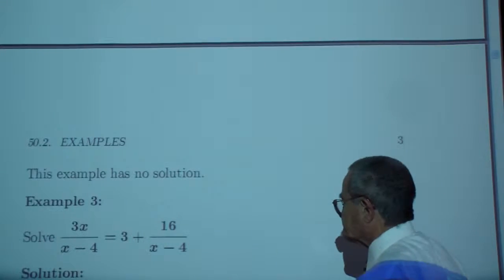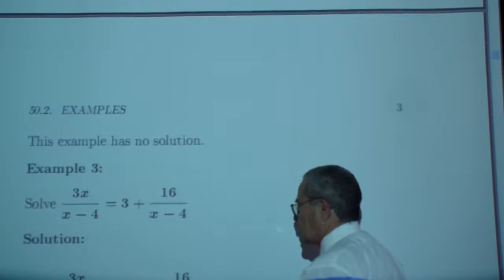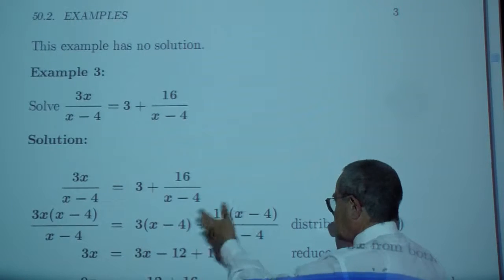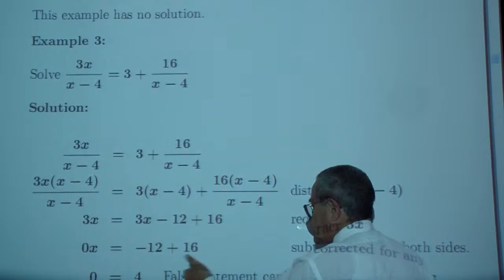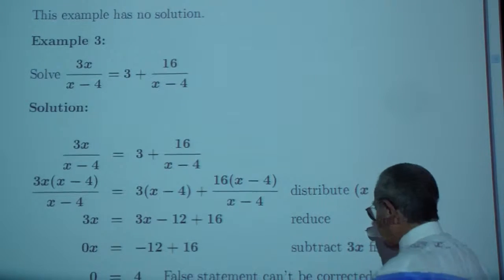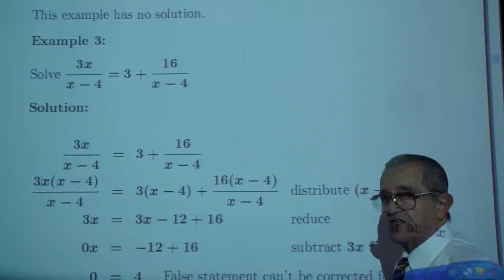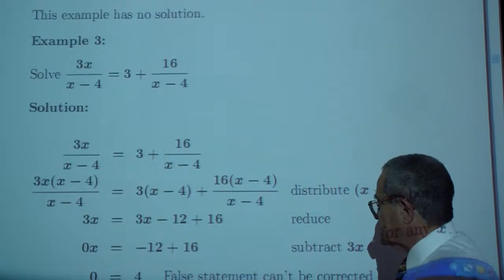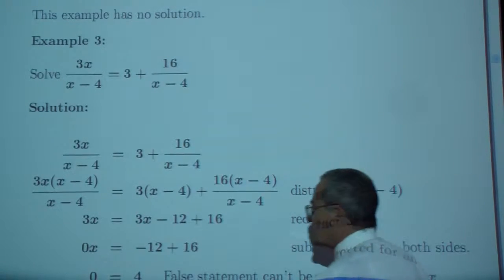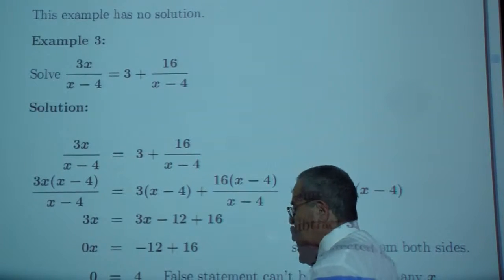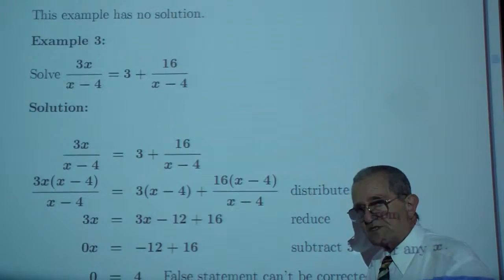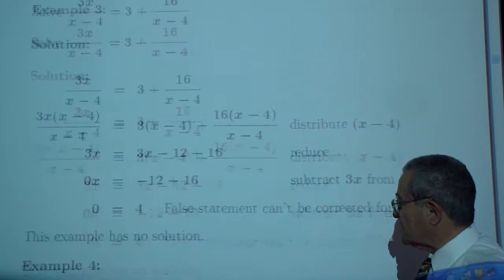Example 3. Again, multiply both sides by x minus 4. Distribute, collect like terms. You get 0x, which is equal to 4, which is a false statement. This false statement cannot be made correct, so there's no solution. No matter what you plug in for x, it does not modify the left side being different from the right side. No solution again.